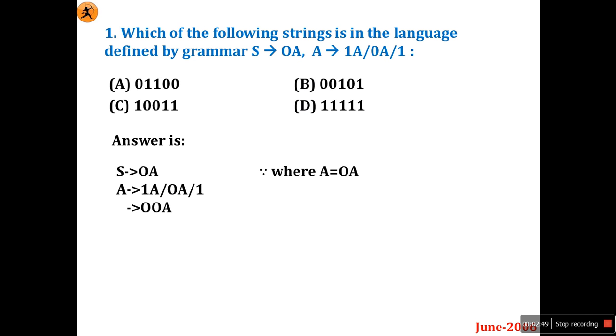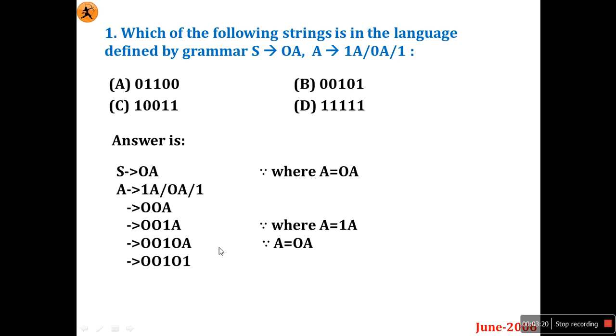So let's check how exactly, and we will solve it step by step. 0A, I will substitute 0A. Now what is your A? Again I will substitute 1A. So now we got 0 0 1A. What is your A? Again I will substitute according to B, that is 0A. Then what is your A finally? That is 1. So you got 0 0 1 0 1.